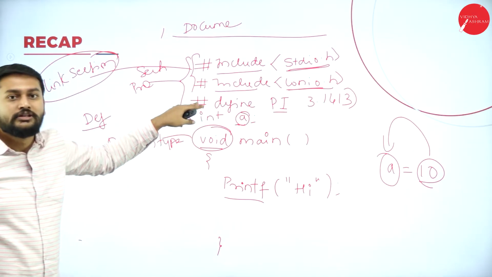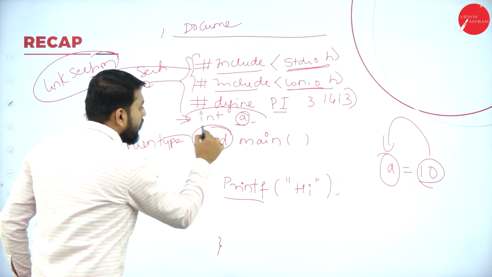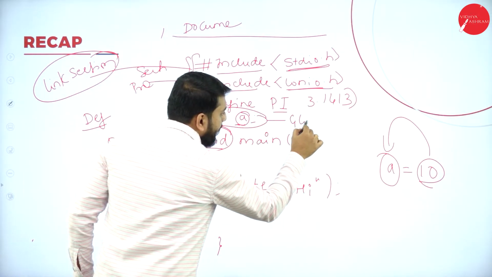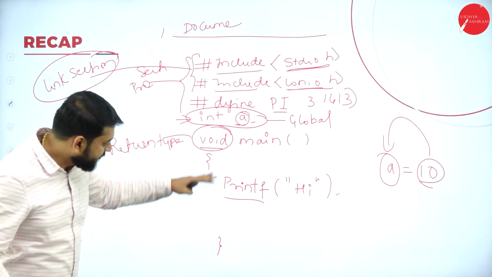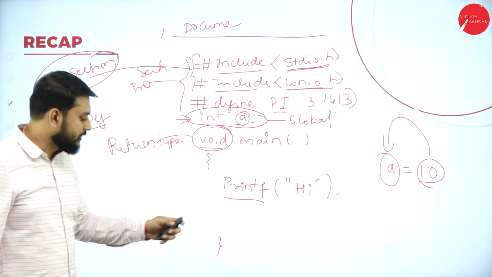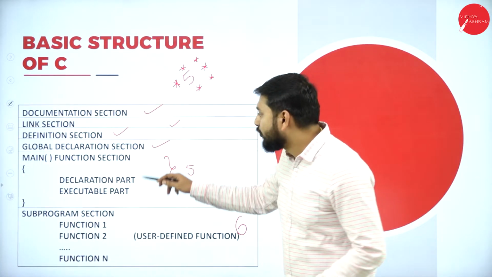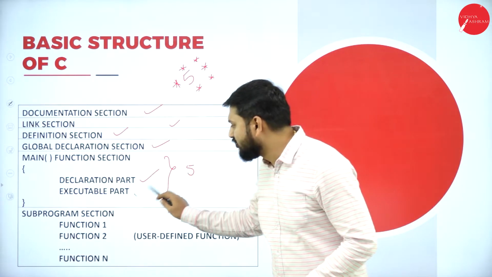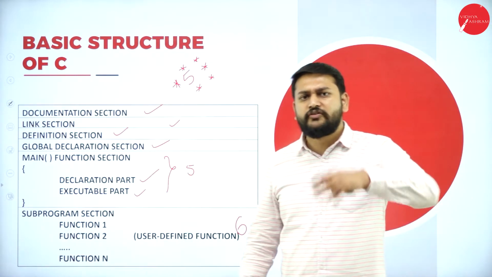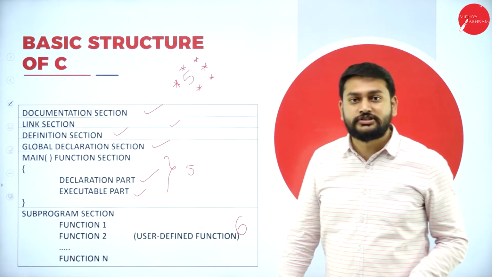What is the third one? The definition section. Fourth one is global declaration. This is what I will call a global declaration. So fine. What is the fifth one that I have? The fifth one is the main program. In the main program you will have declarations, executable parts, a lot of things will be there. Whatever you want you can write. So these are the 5 sections.